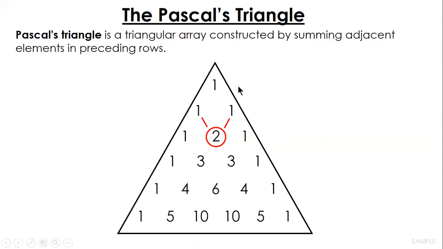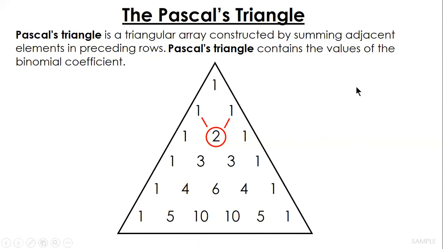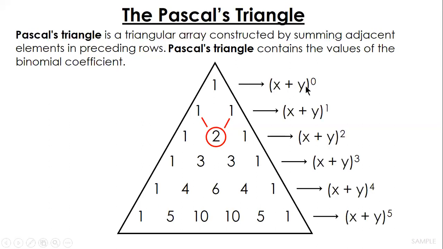What do these numbers represent? This triangle contains the values of the binomial coefficients. So the first row is the binomial x plus y raised to 0, then raised to 1, and so on.